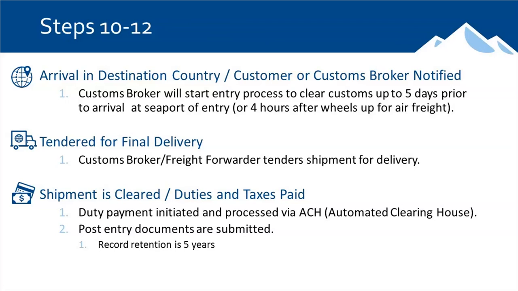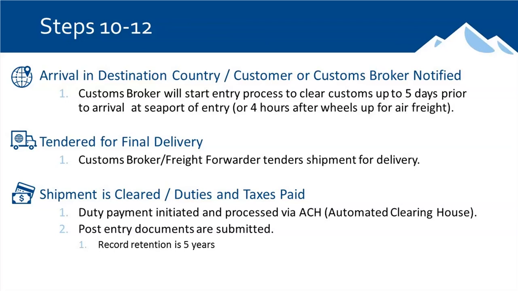The shipment is typically cleared and duties and taxes are paid. Duties and taxes are paid 10 days after that shipment, so that we call that liquidation. That's required by U.S. Customs, that you actually pay duties within 10 days after that shipment is cleared. And you can do it one of two ways. The customs broker can forward that money on your behalf, or you can have an automated clearinghouse, which is essentially a bank account where they can pull those duties and taxes.